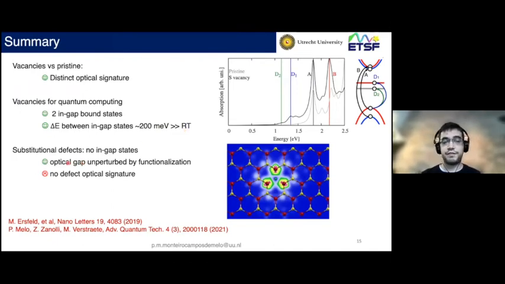For the substitutional defects, while there are no mid-gap states, this also has a positive consequence: the full optical gap isn't perturbed by functionalization. And so if any molecules are able to graft themselves to the defect site, you have the whole optical gap as a bandwidth for detection. And here I finish my talk, and I look forward to your questions.